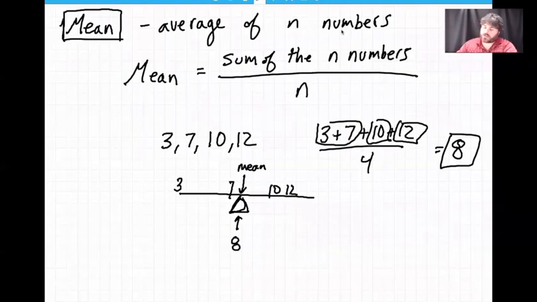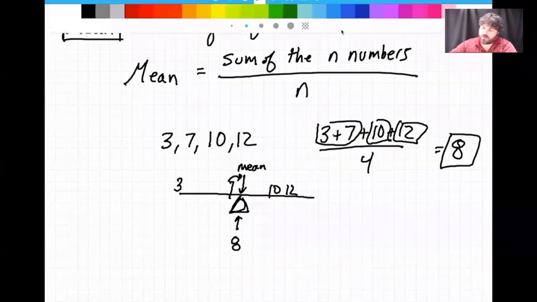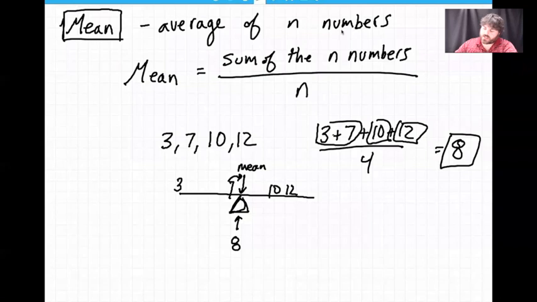So if you notice, how far away is the 7? The 7 is 1 below. I'm going to use a different color here so you can see. The 7 is 1 less than the 8, right? The 3 is 5 less than the average of 8. 10 is 2 bigger, and 12 is 4 bigger.